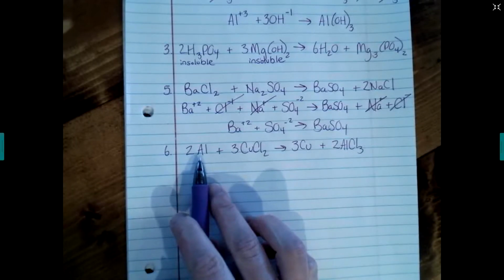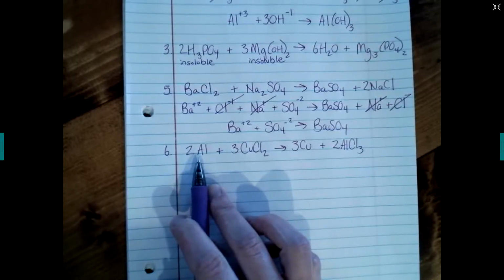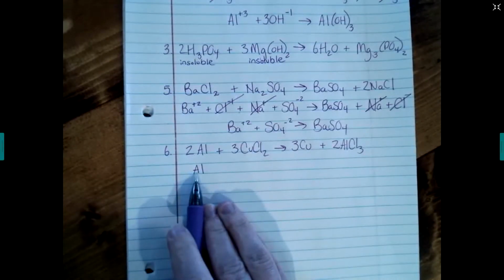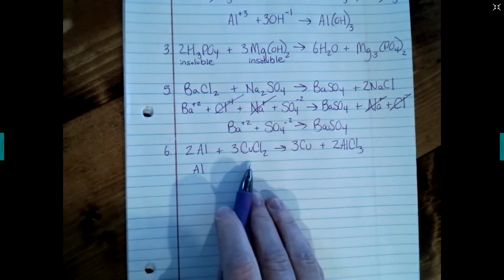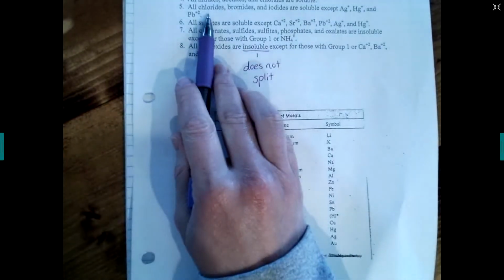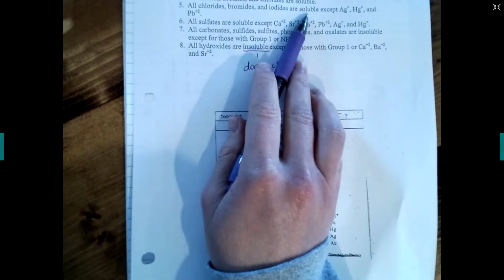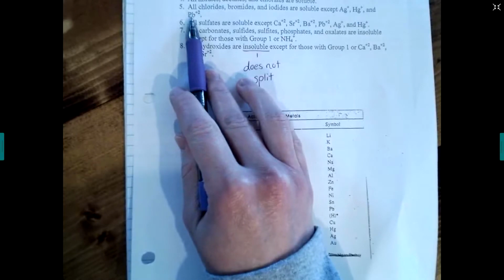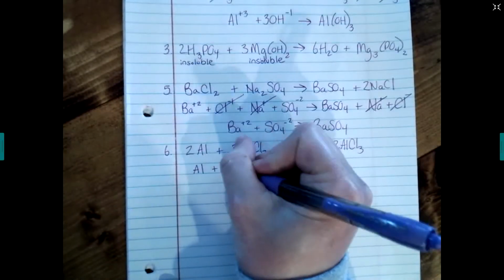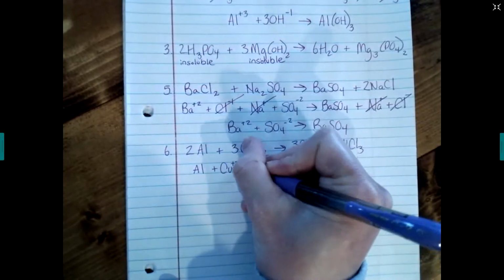You know that. If you took a piece of aluminum foil and crumpled it up and put it in water, it would just float on top. It would not dissolve. So we're just going to bring aluminum down and leave it by itself. All right, moving on to copper chloride. Looking at our rules, it says all chlorides are soluble. Copper is not on the list of exceptions, so that means it will split.